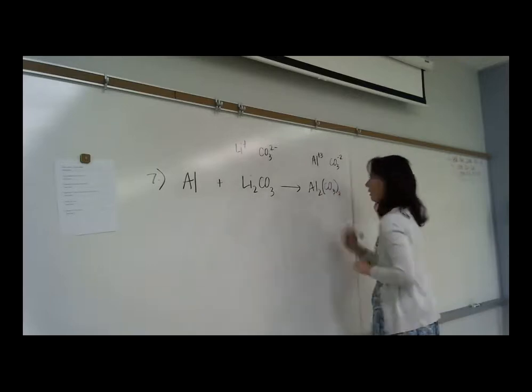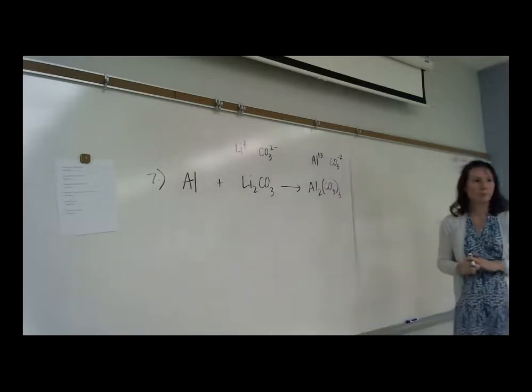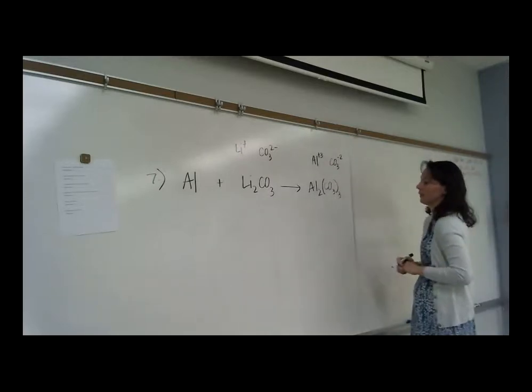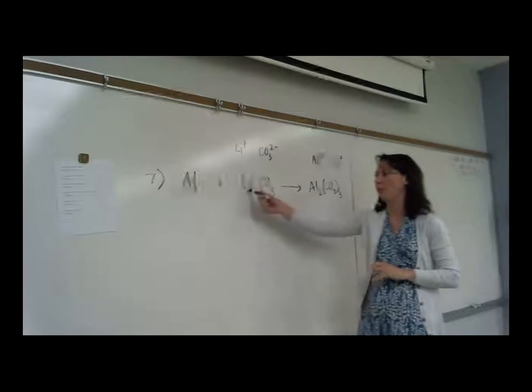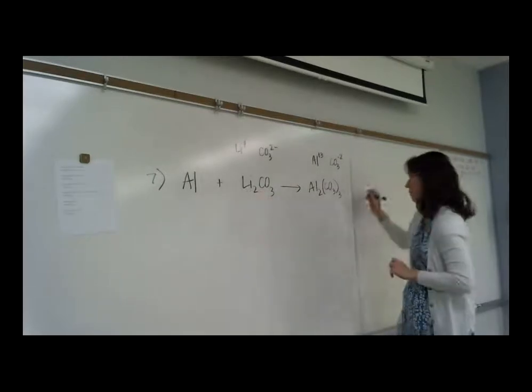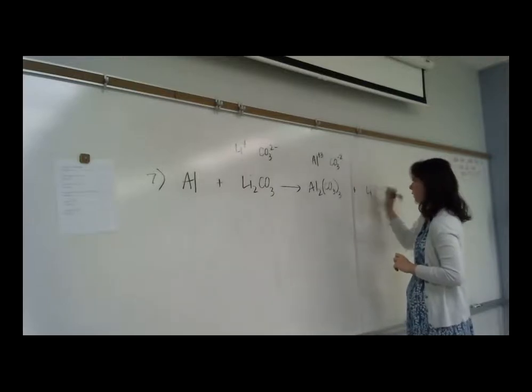So when I crisscross those, I get Al2(CO3)3. Do we agree? We crisscross, 2 goes here, 3 goes here. And then what happens to the old cation? What does it become? A metal, right, so it would just be plain old Li.